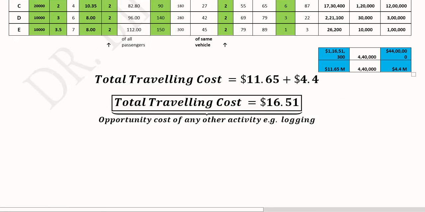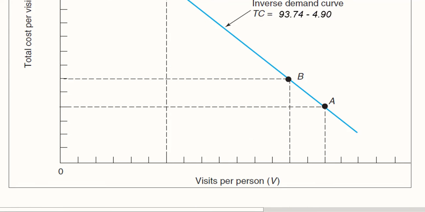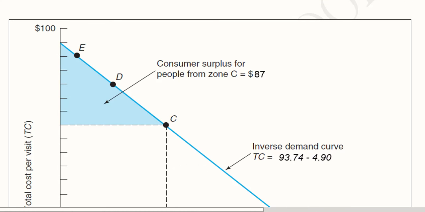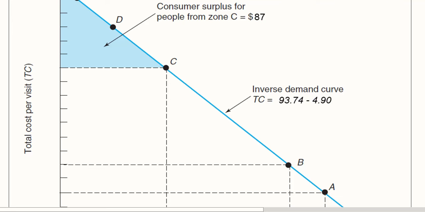Now you see that there is the calculation of the consumer surplus, which is 553 here, and this status basically will allow us to focus on the graph, and you can see we have visits per person and travel cost per visit on the y-axis. And if you consider the zone C, it is here. This is zone E and D, A and B, the same demand curve that we understood, the inverse demand function.